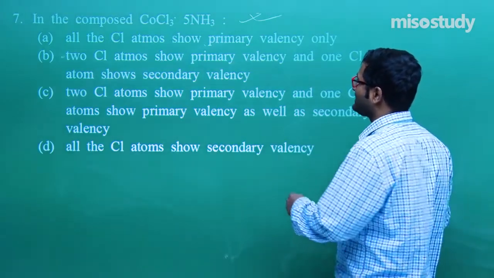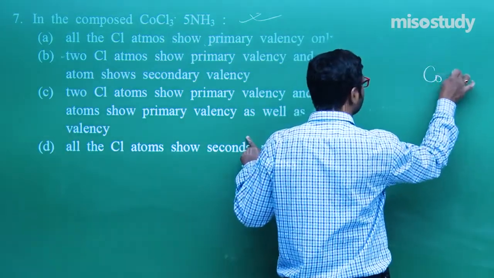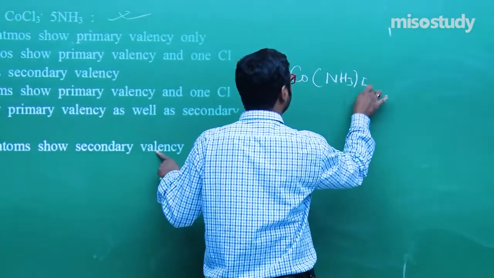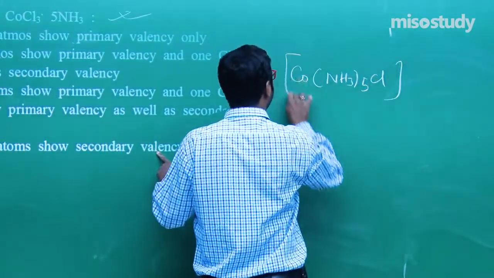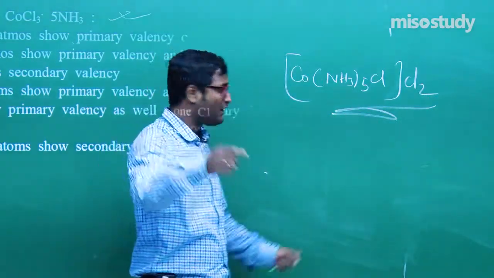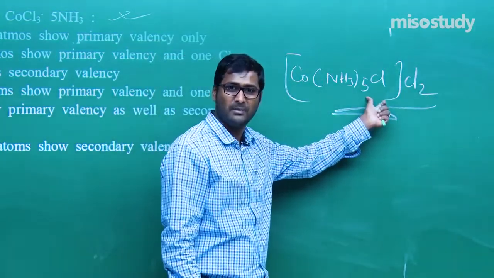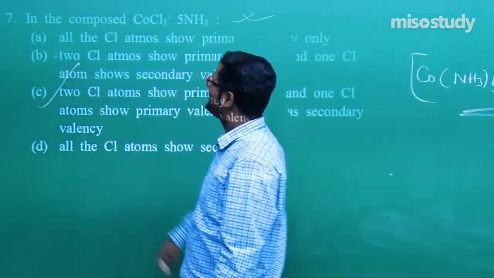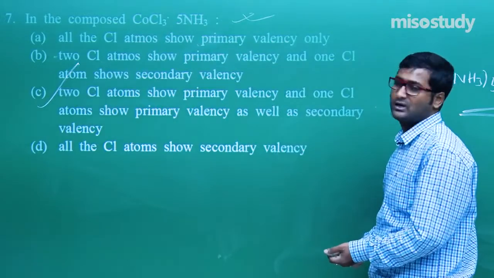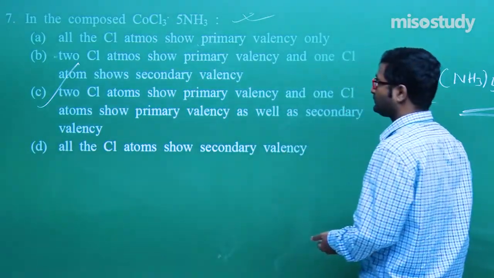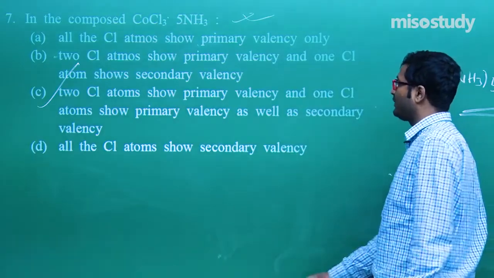Yes, this is the correct one, because the correct representation is [Co(NH3)5Cl]Cl2. This is the best way to represent such a complex according to Werner's theory. Do you remember this? So for this, we do not need to check all the options. C is the correct option. Clear to you, friend?